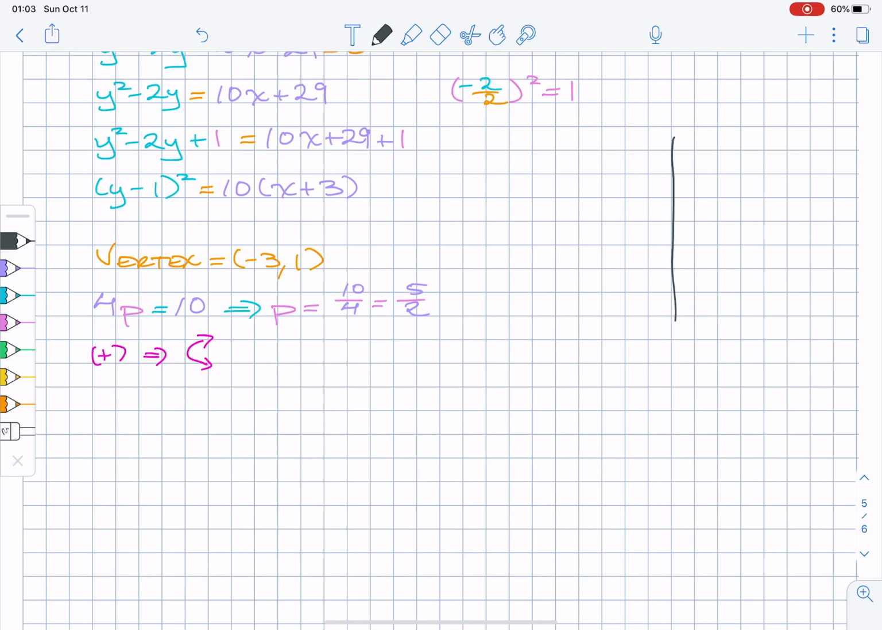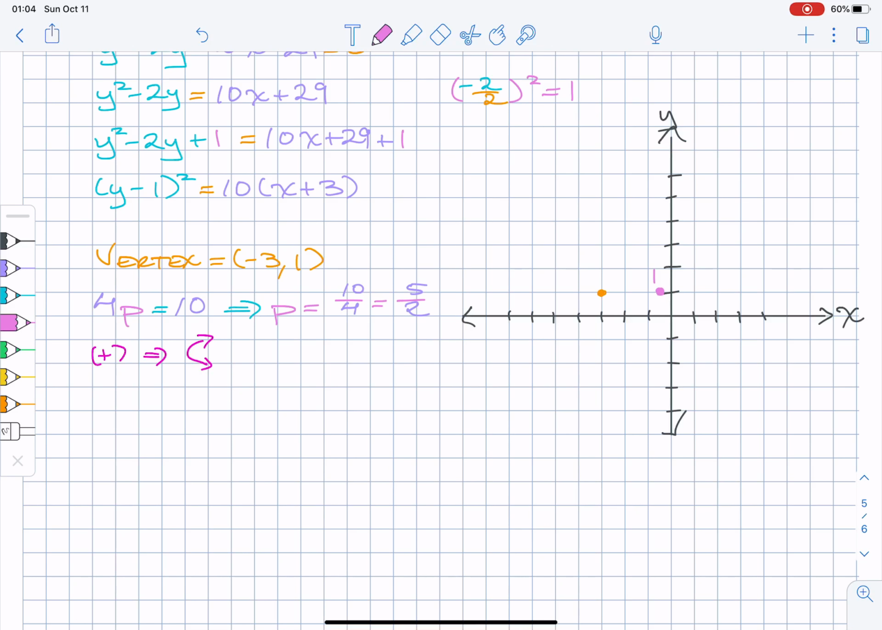X and y coordinate axes. So we have 1, 2, 3, 4, 5, 6, 7. 1, 2, 3, 4, 5, 6. 1, 2, 3, 4. So my vertex is at -3, 1. I know I'm opening to the right. So my p is 5/2, which is 2.5. To the right is my focus.